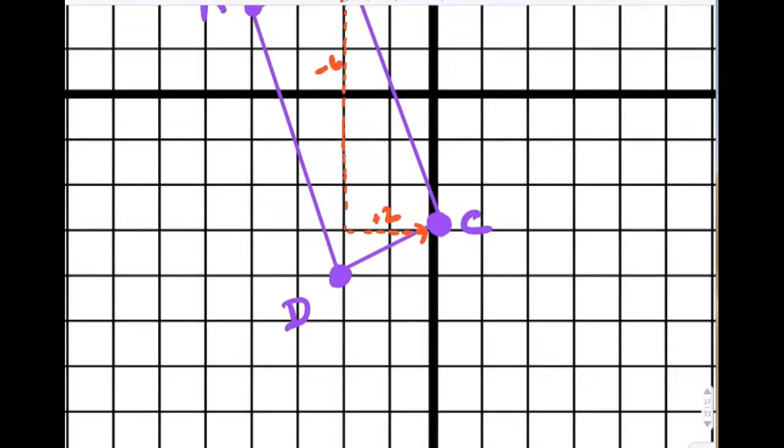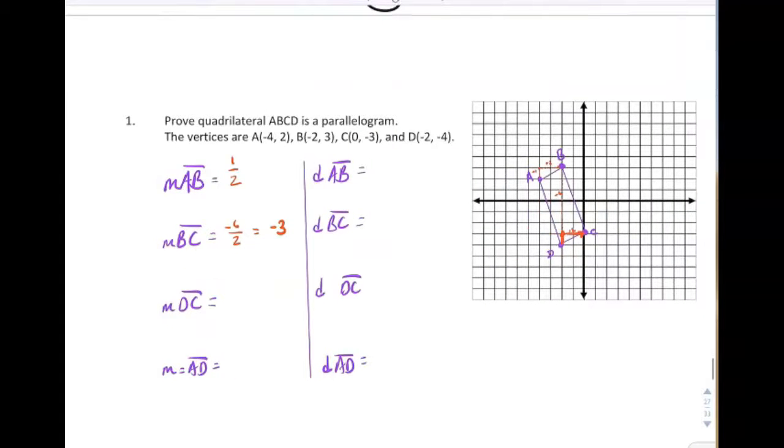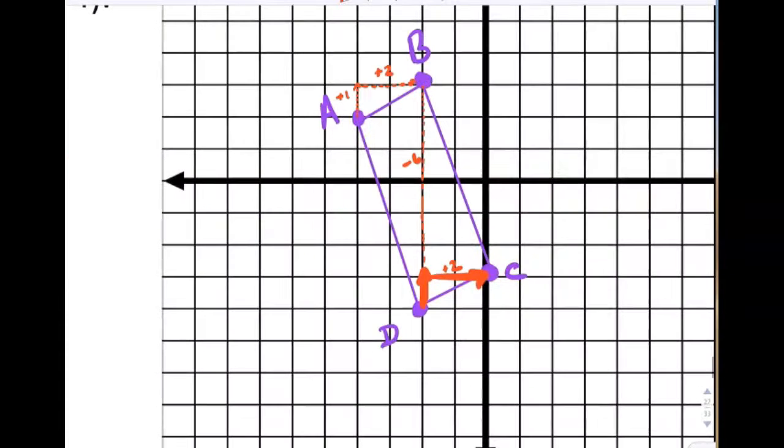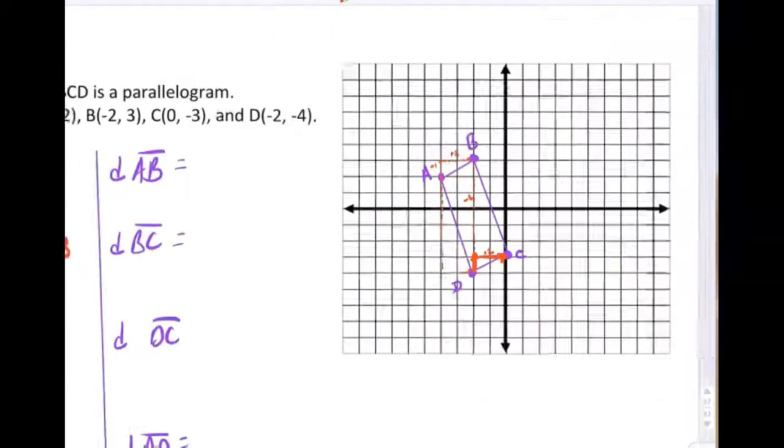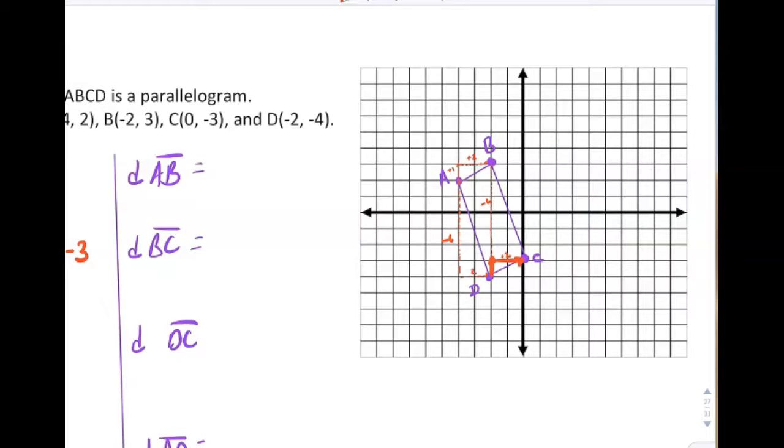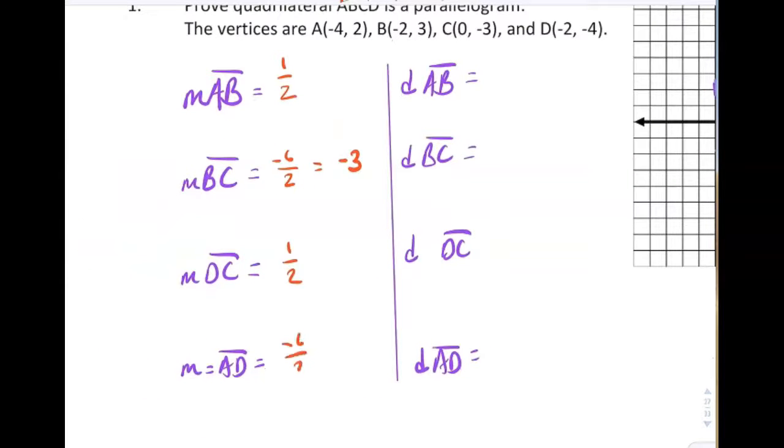Then we move on to D to C. D to C is uphill. It's up 1 over 2. Maybe you notice something right there. We'll talk about that in a second. Then the slope of A to D. Looks like we're going downhill again. So down 1, 2, 3, 4, 5, 6 over 2. Down 6 to the right 2 reduces to -3.